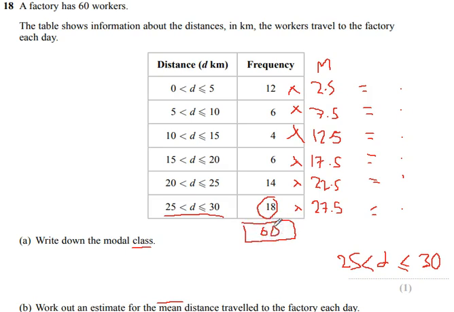The number of people who completely mess up these questions because they just divide by 6, because there's 6 groups, that is completely meaningless. We're doing the average distance that the people travel to the factory. So you've got to divide by the total number of people. It's this number. You've got to do the total frequency. If I see a mistake in this, 99% of the time it's that.